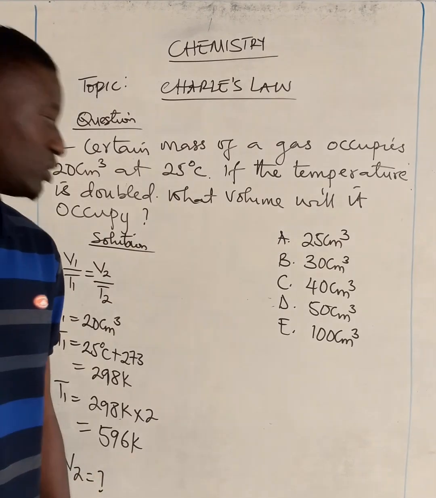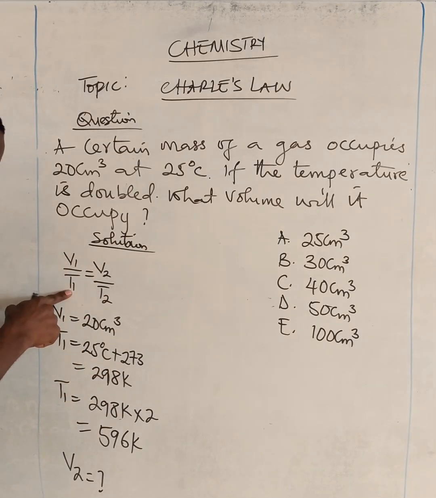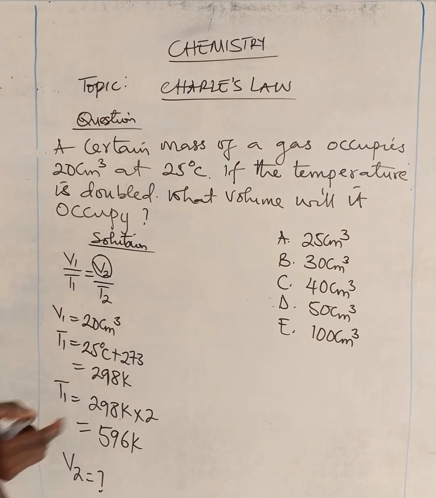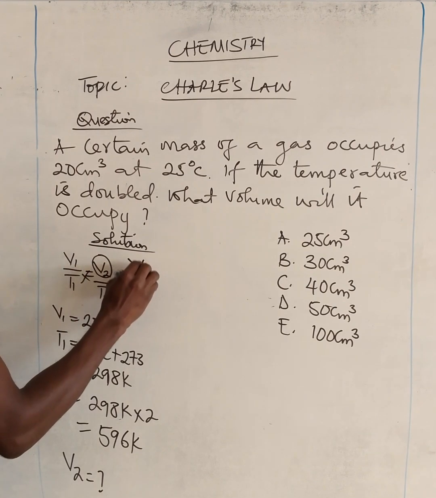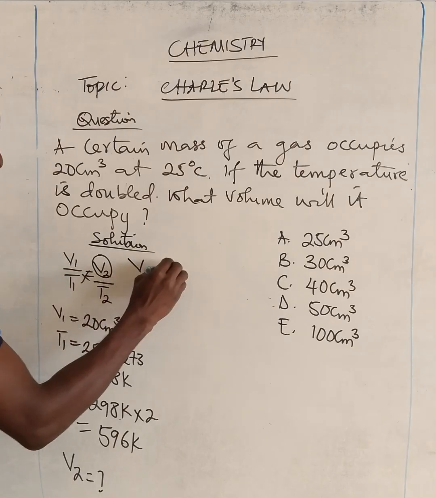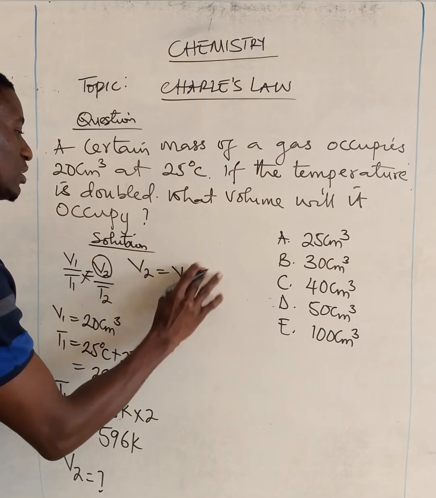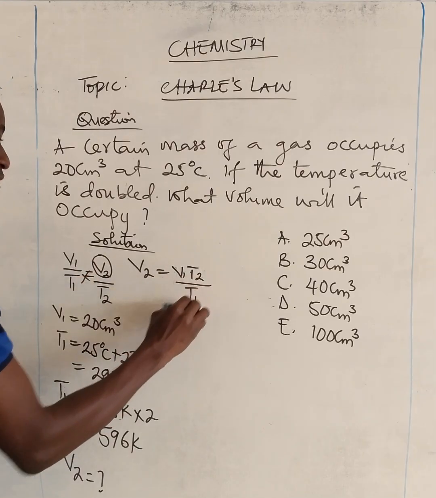Alright? So our final volume V2 is unknown. Implying that in our expression here we know V1, we know T1, we know T2, but we don't know V2. So we are going to make V2 the subject of the formula. If we make V2 the subject of the formula, we will cross multiply. So our V2 is going to be V1 times T2 all over T1.